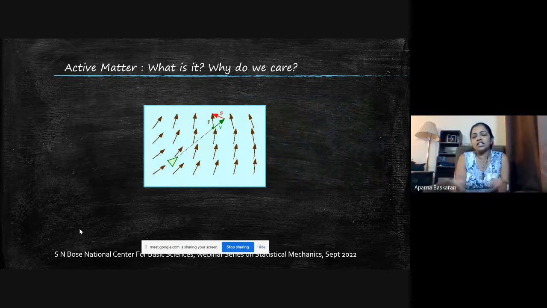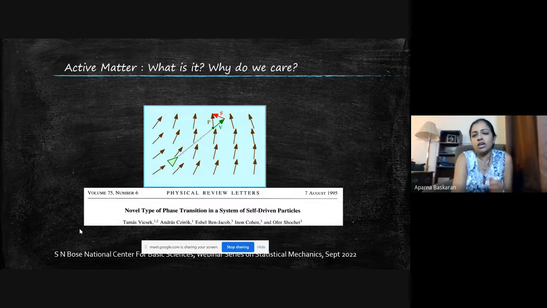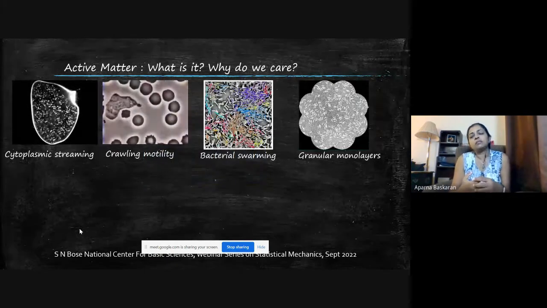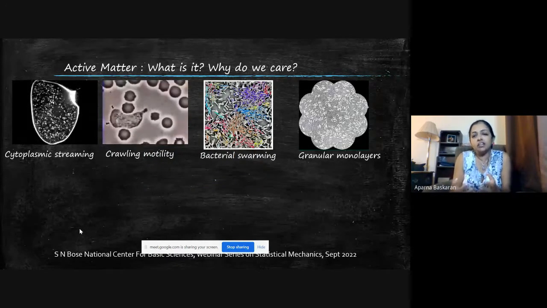So all of these guys must be flying spins. Let's take a model where we just take an XY model and make them move around. And that's what the flocking behavior should be about. And this was the first paper on this topic by Vicsek et al. that got this field started. But subsequently, over the last 20 years or so, it has gone on to encompass very different systems.